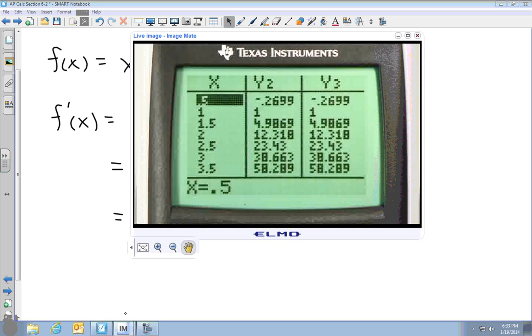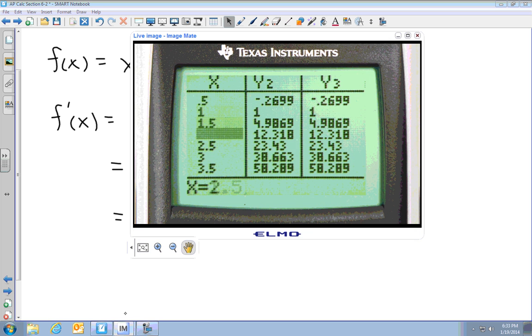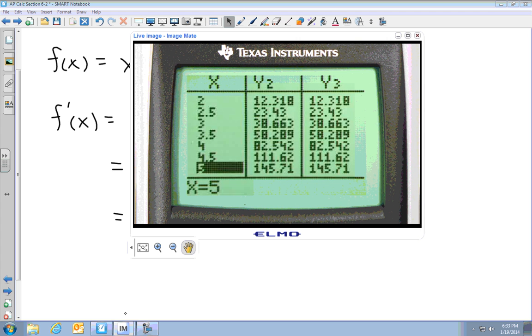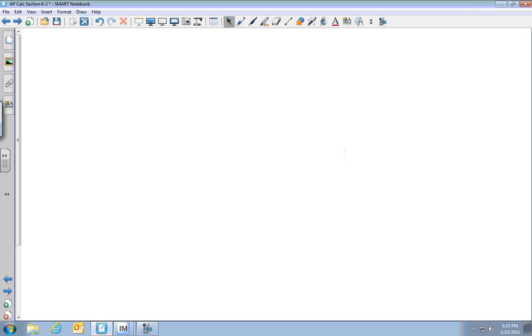You could set it smaller if you want to see more values closer together, but here we go. You can see the values for y2, which is our derivative, compared to the values of y3, which is the numerical derivative. And you can go through those values and just check to see that you keep getting the same value over and over again. That's a pretty good sign that you've got the correct derivative, obviously. All right, and that's the end of this first part of this section.